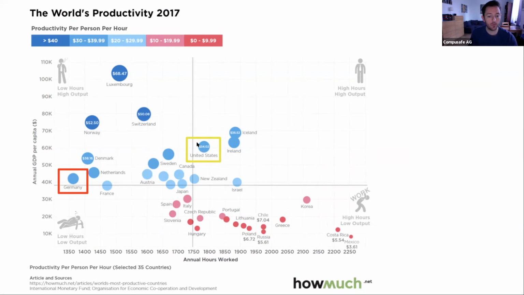And whereas in America, we work a lot more hours. And okay, the economy is only a little bit better per person, I guess, or the income is a bit higher per person, but we're working a lot more hours to get there. So that's a really interesting thing, and I didn't know that before I saw this, that Germany actually has fewer working hours than most other countries.